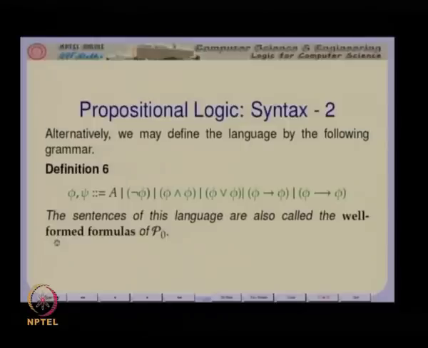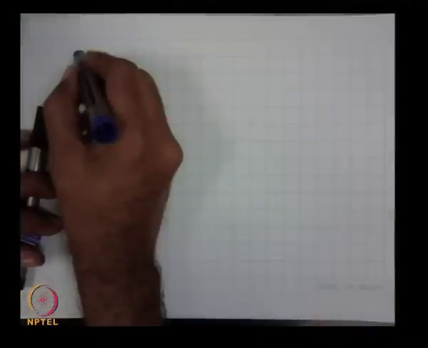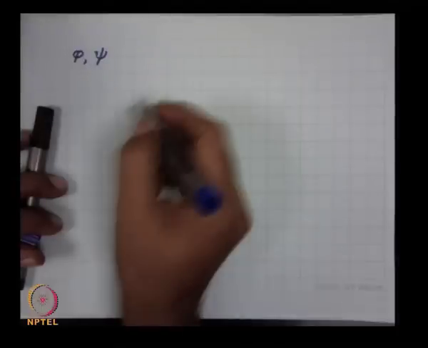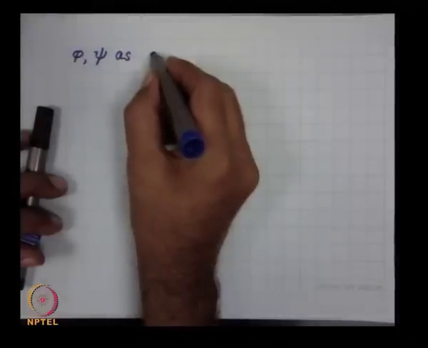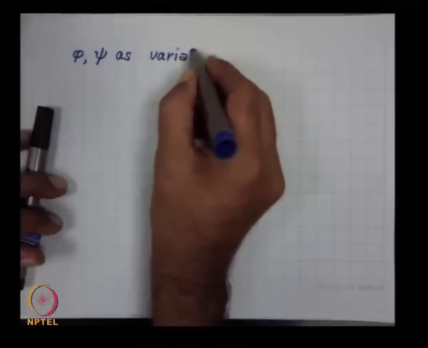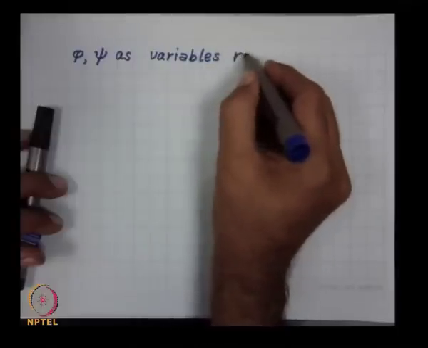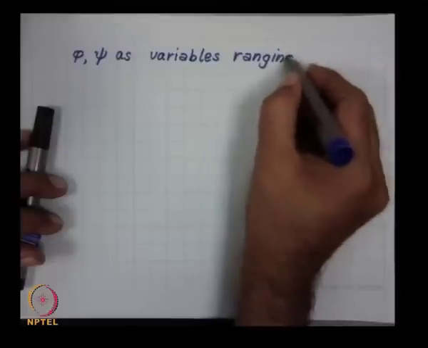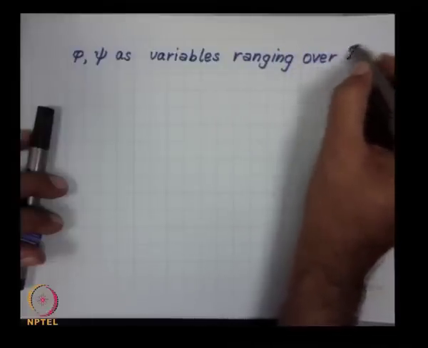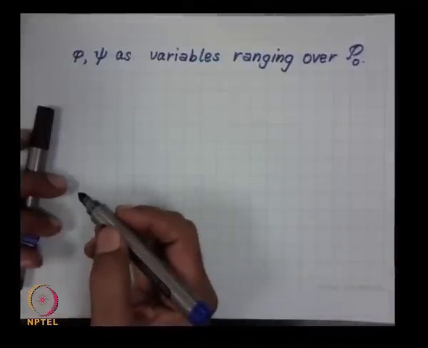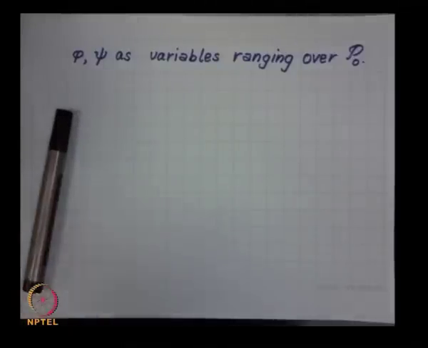Okay. So, you're familiar with the Backus-Naur form for defining the syntax of programming languages? No? Okay, it's like this. Listen carefully to what I'm saying. So this one, first thing says that I'm going to use phi and psi as what are known as variables ranging over P naught. Okay? So phi and psi represent typical elements of this language of propositional logic.